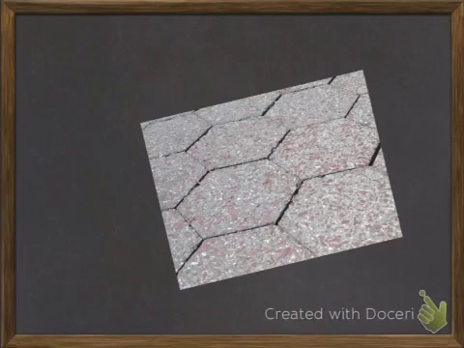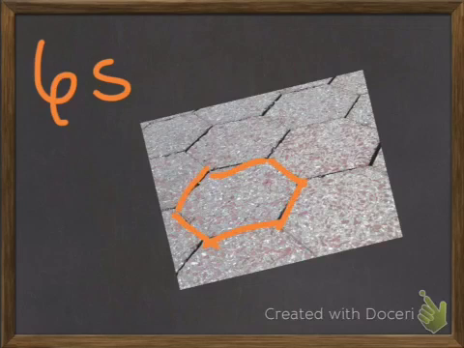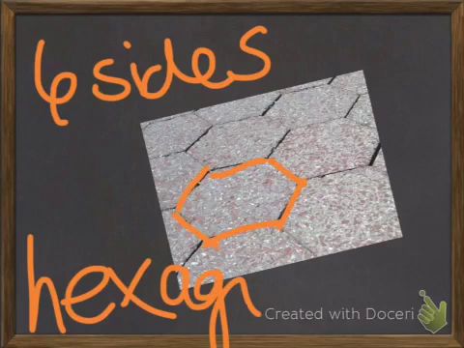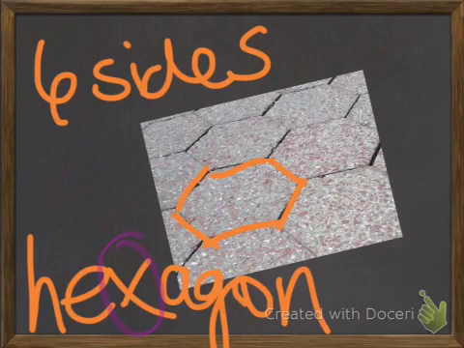Good job. Next one. This is the floor at the park. Pause the video so you can count the sides of each of the little shapes there. Ready? 1, 2, 3, 4, 5, 6. 6 sides again. So if it has 6 sides, it's called a hexagon. Remember hexagon with the letter X. That looks weird. Hexagon with the letter X, like the number 6. 6 sides. Good job.